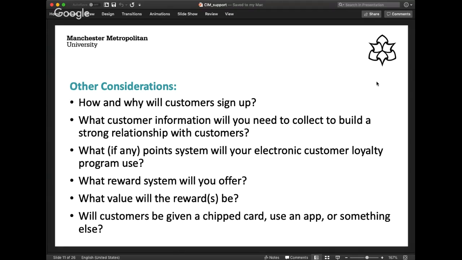And are you considering giving them a physical chipped card like the Boots system or the Tesco Clubcard system? Are you thinking about giving them an app where they need to have a smartphone to be able to engage with it? Or are you thinking of something else? So really consider, what will the customers physically have as their evidence of being part of your customer loyalty program and as their engagement point with your program?